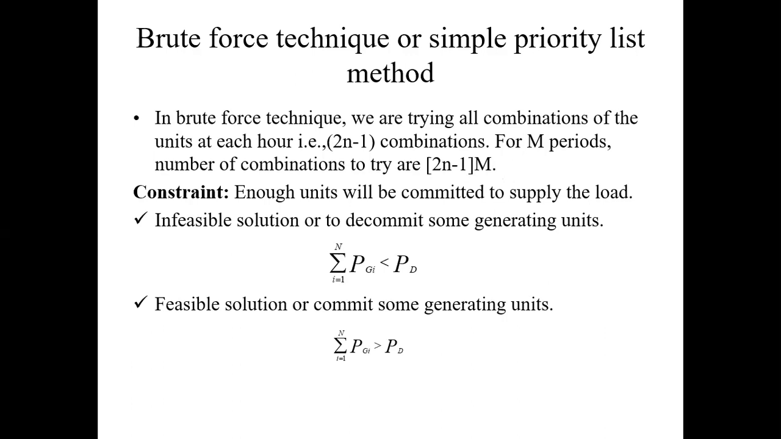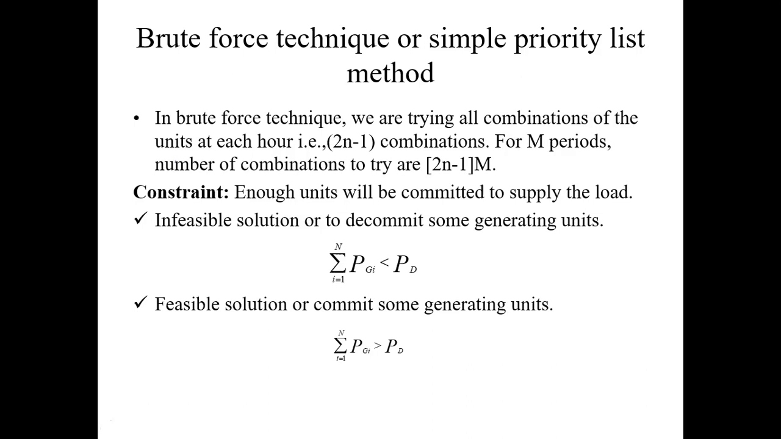In the brute force technique, we have combinations. These combinations can be obtained by 2^n minus 1 combinations, where n stands for the number of generating units and M is the total number of time periods, in hours. M represents the hours for which each generating unit is being operated. For example, unit 1 can be operated for 2 hours, unit 3 for 3 hours, and so on, extending up to n number of units and M number of hours.